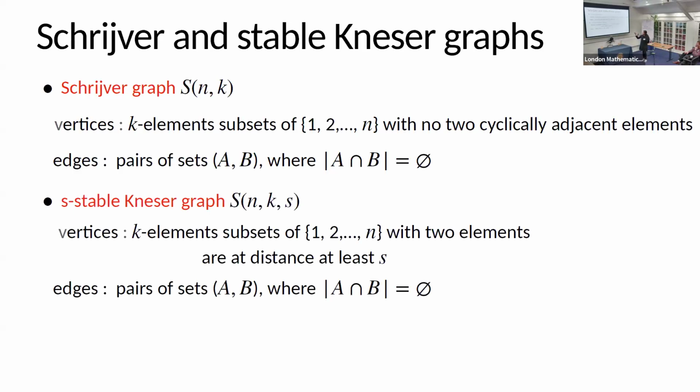A slight generalization of the Schrijver graph is called the s-stable Kneser graph. So n, k, and s, it has 3 parameters. In the case of the Schrijver graph, we saw that elements shouldn't be adjacent to each other. But here you add some more generalization that says that the 2 elements should be at least distance s apart. And the edges, we connect when the corresponding sets are disjoint. Okay, so these were all the different graph classes I looked into.